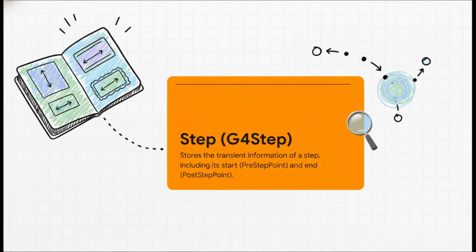Now, if the track is the passport, then a step, a G4Step, is like a single visa stamp in that passport. It's not the particle itself. Instead, it's a record of a tiny piece of the journey it just completed. It's a little snapshot that says, okay, I started here and I ended here. It's the fundamental unit of movement in this whole simulation.